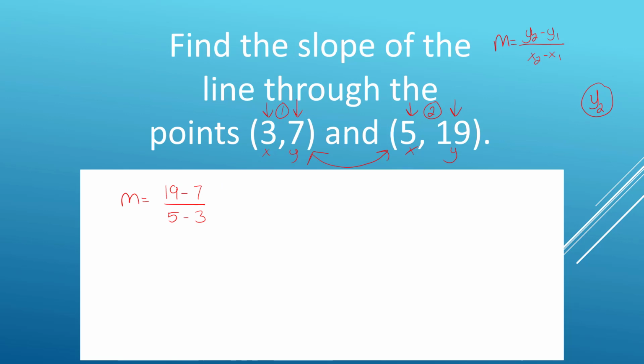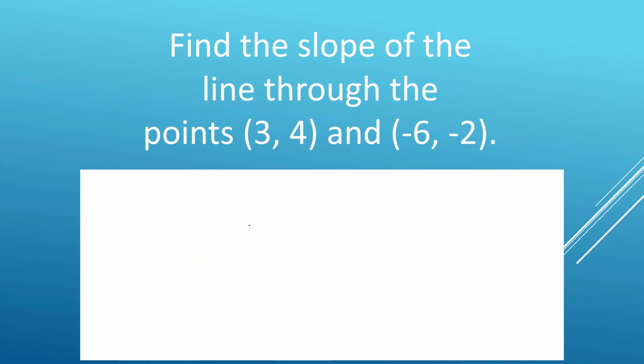So now we just simplify. 19 minus 7 is equal to 12. 5 minus 3, well, that's equal to 2. So we can simplify that further. 12 over 2 is 6. So we have an m value that's equal to 6. That wasn't too bad.